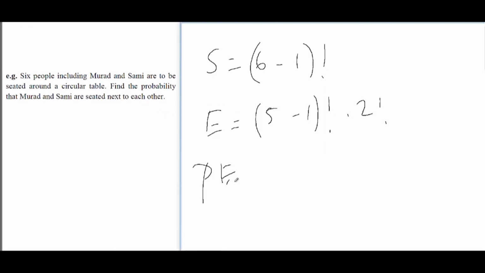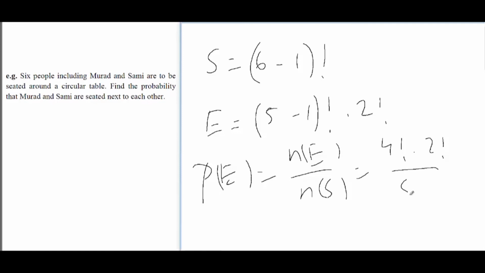What's the probability for this event? The probability is the number of events over the number of sample space, or 4 factorial times 2 factorial over 5 factorial. We can write 5 factorial as 5 times 4 factorial, the 4 factorials cancel, and it's equal to 2 over 5. So the probability for this event is 2 over 5.